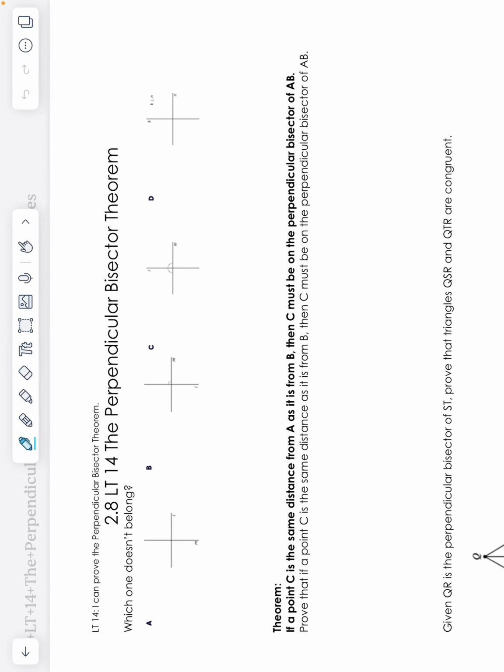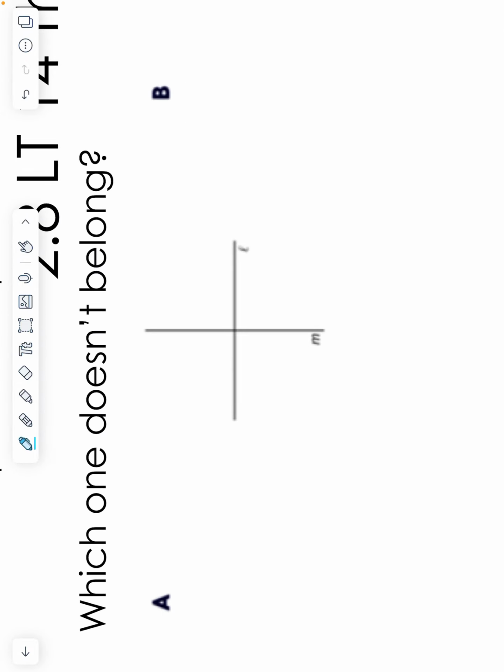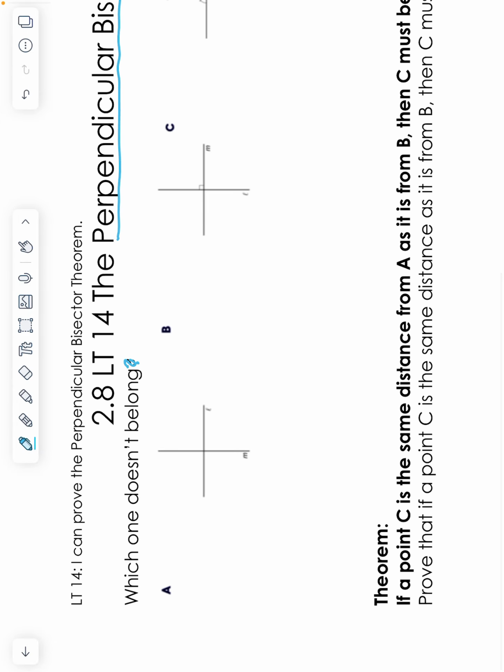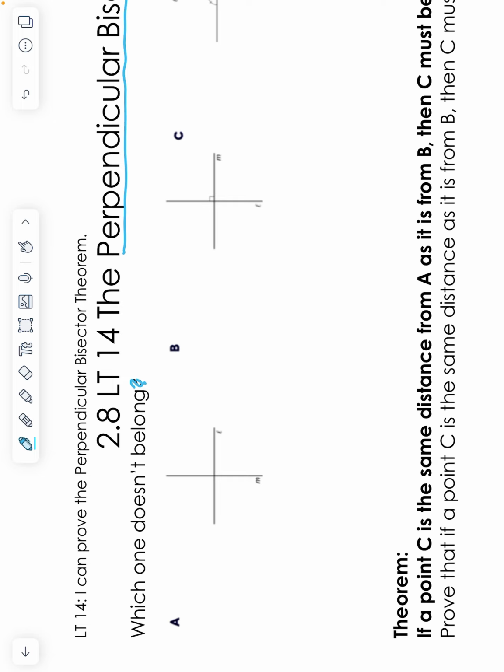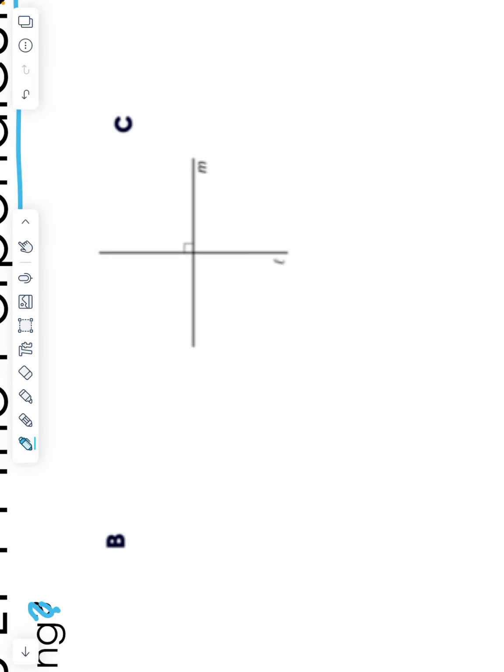Okay, so in these notes right here, we're going to be talking about perpendicular bisector and some theorem type stuff. All right, so looking at this, which one does not belong? I know that there can be different perspectives, but let's just start talking about things. First off, let's just make these lines just for this one.